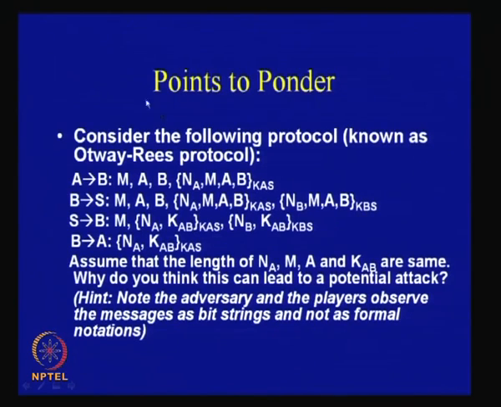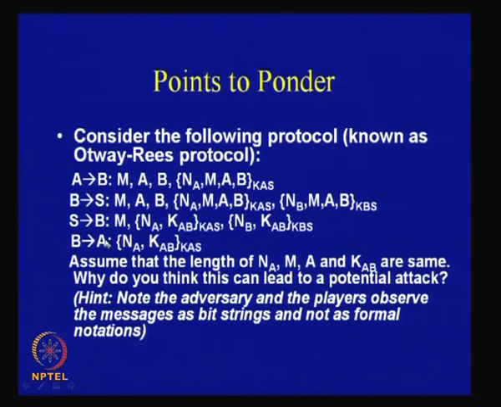And we can actually consider this problem. This is a problem known as the famous Otway-Rees protocol, okay. So, here A sends to B the message M, A, B, and this packet NA, M, A, B, which has been encrypted by KAS, which is again a long term key. B sends to S M, A, B, and this packet NA, M, A, B, which has been encrypted by KAS. The other part is NB, M, A, B, which has been encrypted by KBS.